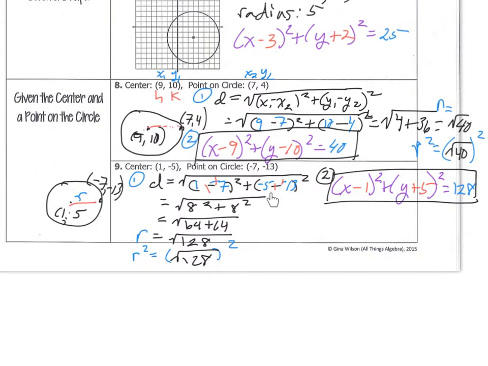Did you mess up on your minus minus? Yeah. And so then change your signs of your center. Your center is 1, negative 5, so we get negative 1, positive 5. Make sure these are squared up here. And then we just had the 128.